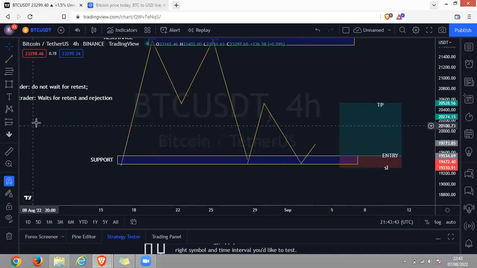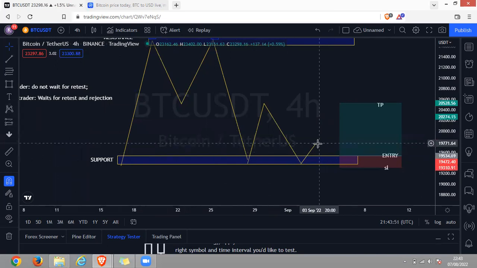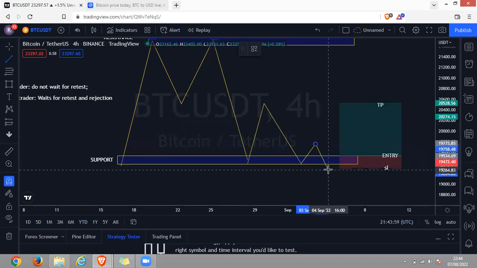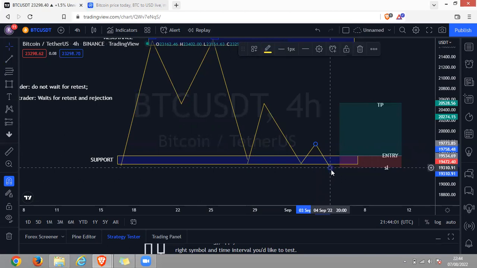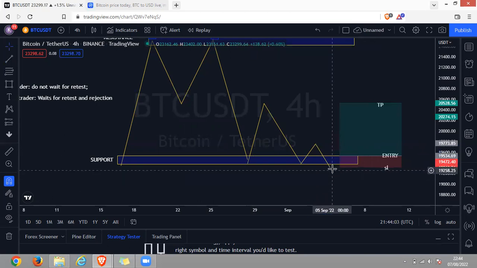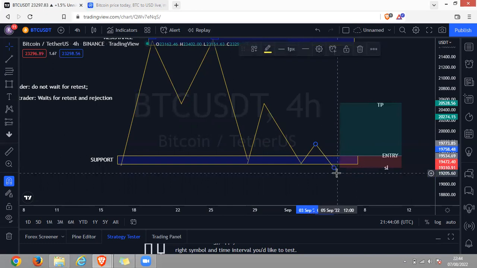Then this is the next thing the whale will do. Remember, I have $4 million outstanding. So the moment the market gets here, he sells. The moment he sells, he pushes the market down here. This is where he wanted to buy from. He will sell to ensure that he pushes the market down.